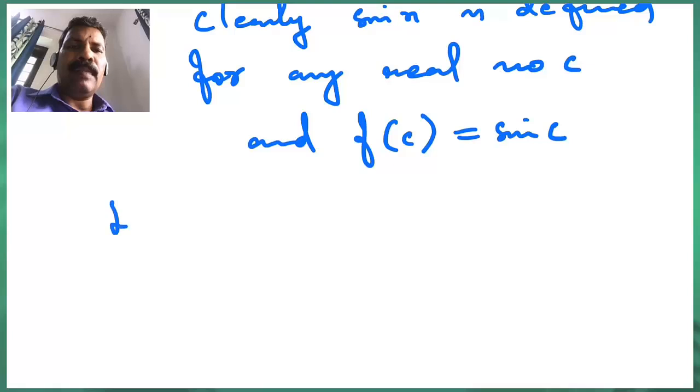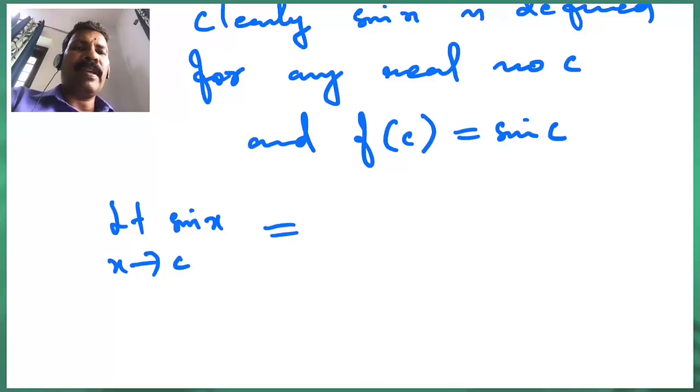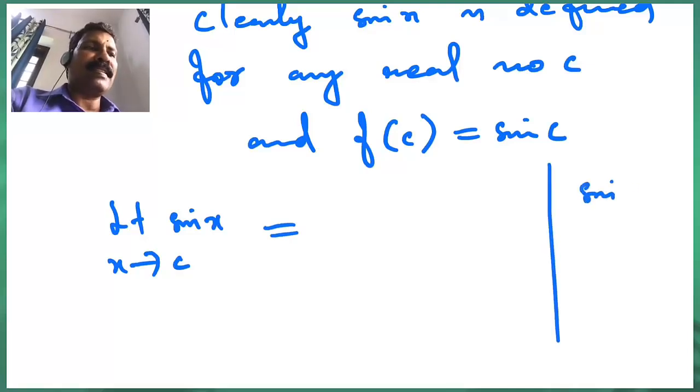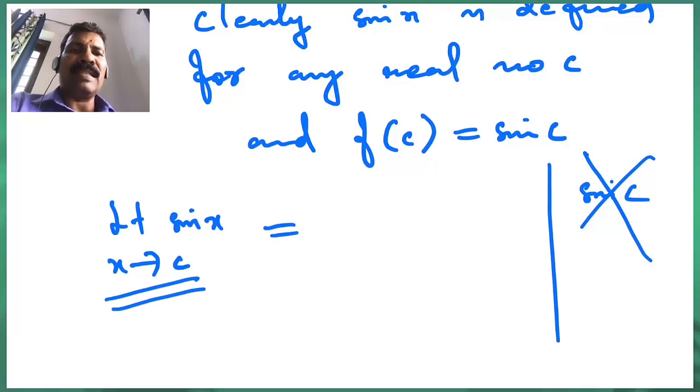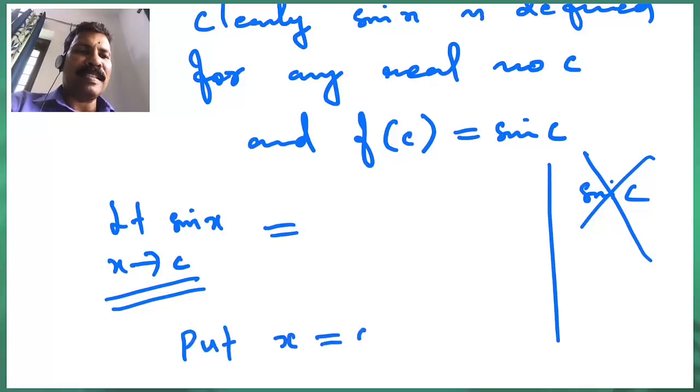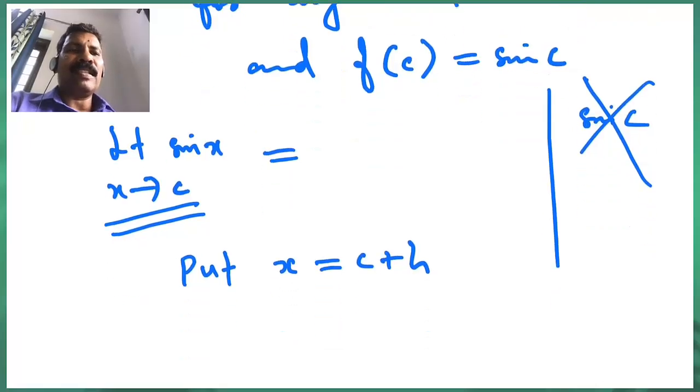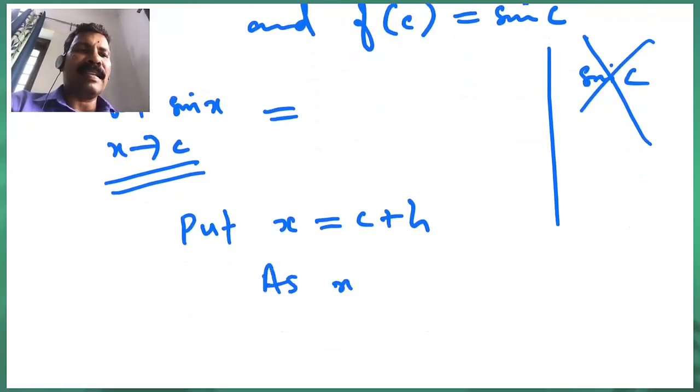Now what about the limit of sin x as x tends to c? Here we cannot put it directly, that is say sin c. Why? Because we don't know whether the function sin x is continuous. Then only we can have the value of the function in place of the limit value. So here we have to apply some other technique. Here x tends to c, which means x is approximately c. So why don't we put the actual value of x, that is c plus h. So it is very clear that as x tends to c, h becomes 0.